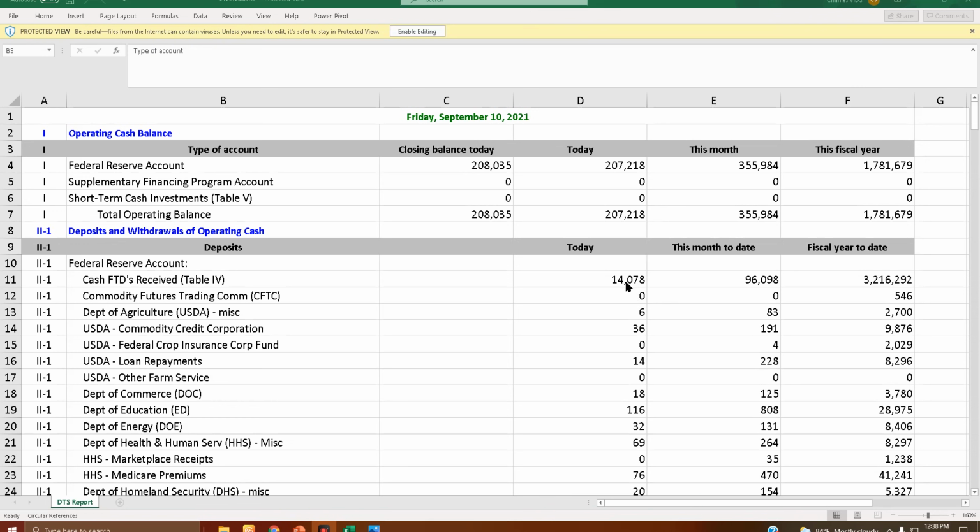14,078. Now I believe this is in millions. Okay, so keep that in mind. So we have 14,078 there for the 10th alone. For the month of September, for cash FTDs received, 96,000 in millions. Fiscal year to date, 3,216,292 in millions. That's crazy. So FTDs right there, deposits.